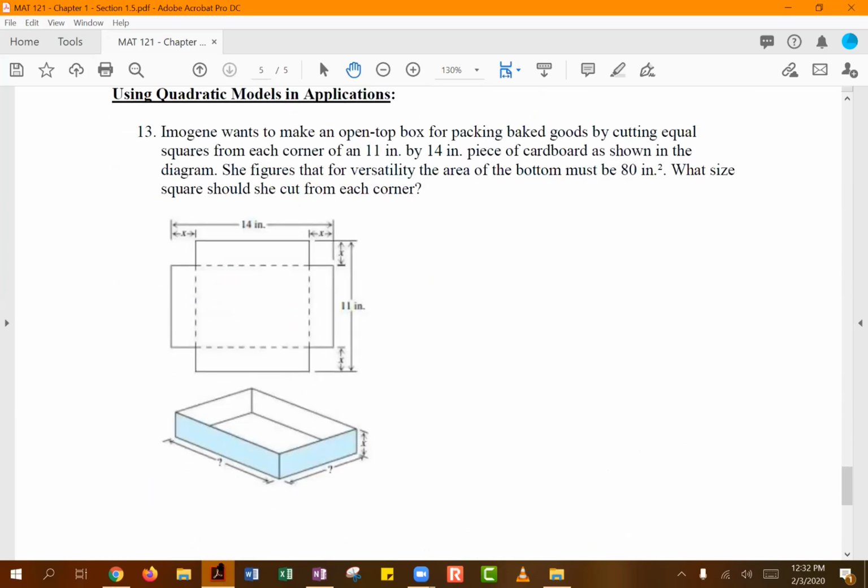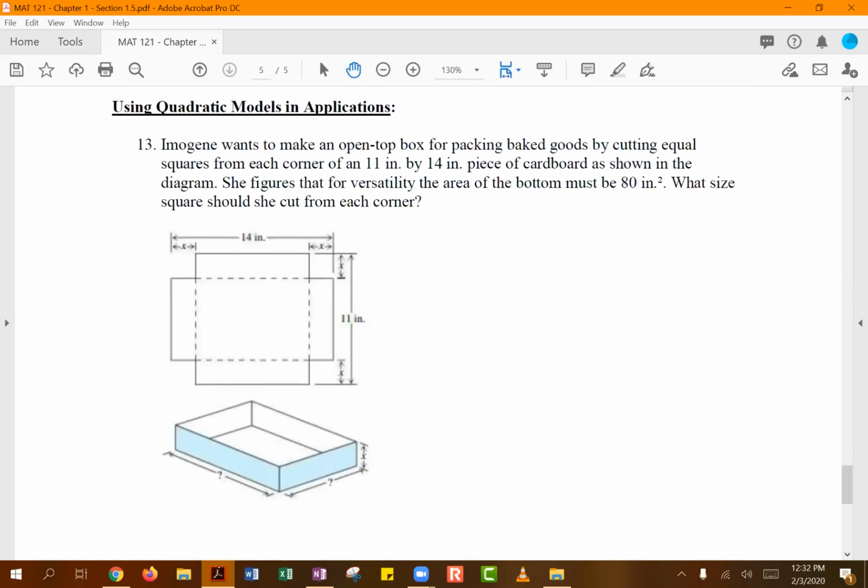Okay, so the last part here, we're getting into applications. How can we use quadratic equations to help us solve application problems? So here, as you can see, we're talking about Imogene wants to make an open top box for packing baked goods by cutting equal squares from each corner. So she's cutting out these squares from each corner. And she has an 18 by 14 inch piece of cardboard.